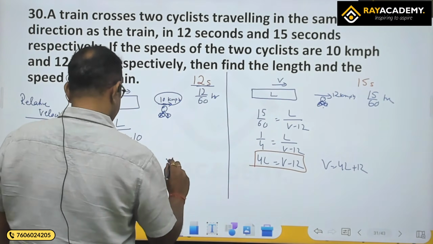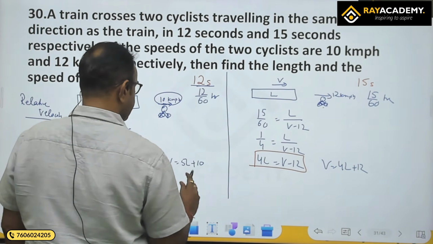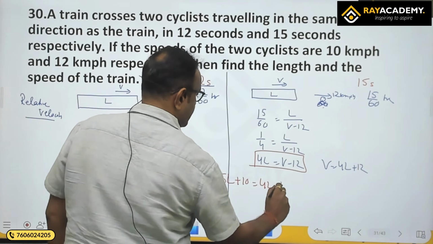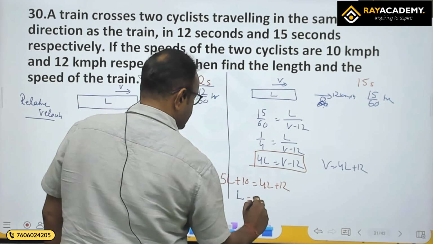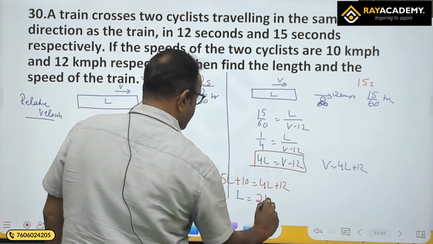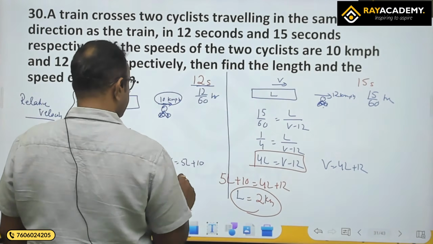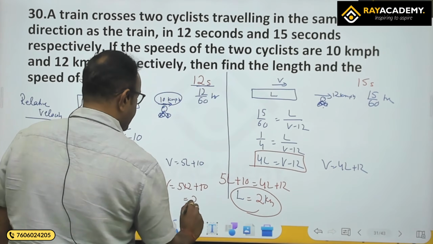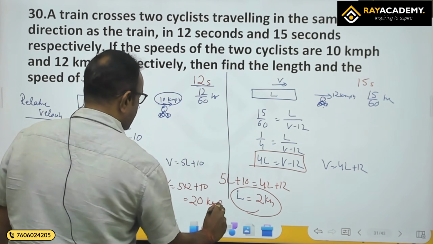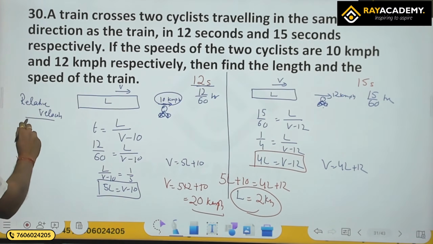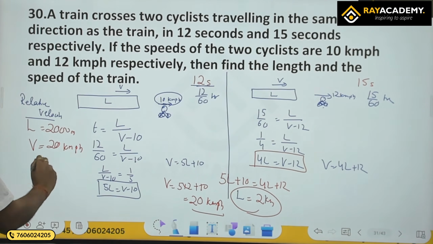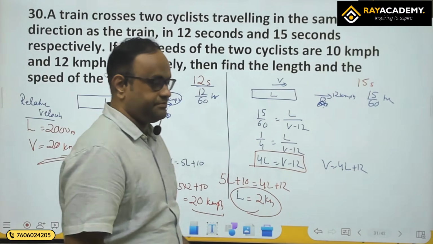And V equals 5L plus 10. Equate these: 5L plus 10 equals 4L plus 12. So you can say L equals 2. So L is 2 kilometers. If L is 2, then V is 5 into 2 plus 10, that is 20 kilometers per hour. So your length is 2 kilometers, that is 2000 meters, and the velocity is 20 kilometers per hour. This is the answer for this question.